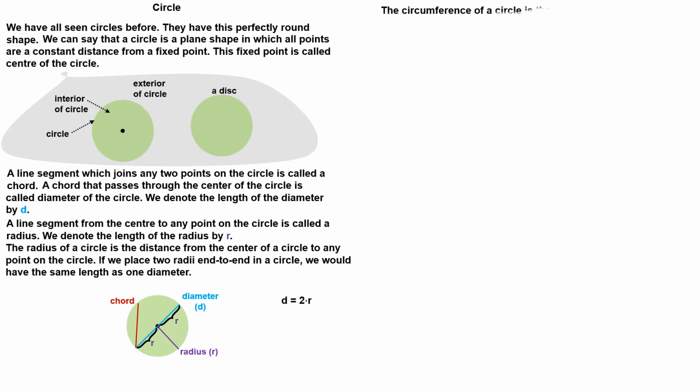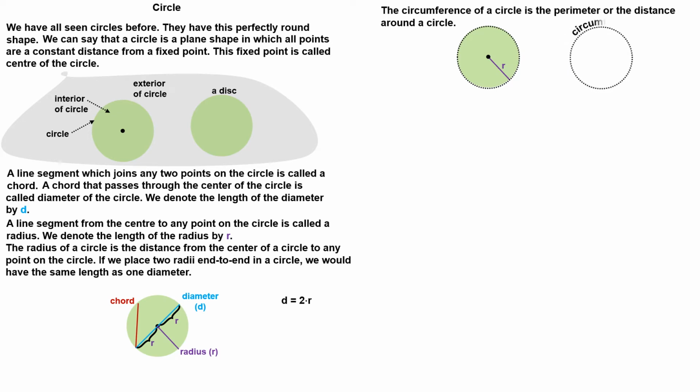The circumference of a circle is the perimeter or the distance around a circle. Look at the figure. In other words, the circumference of a circle is its perimeter. For a circle, we denote the radius by r, the diameter by d, and the circumference by c.